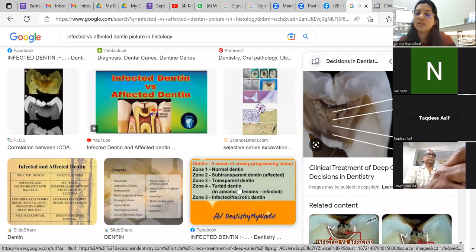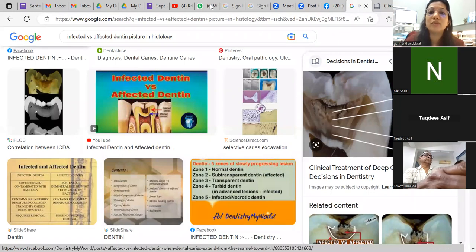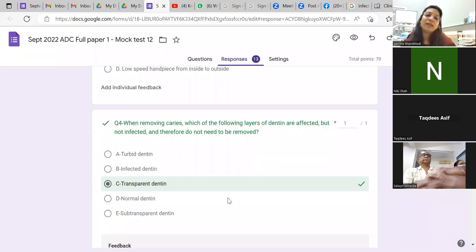So you can always Google pictures. That way you will remember the zones very clearly and it will become much easier for you to solve the question. So now when I see this question, my answer becomes transparent dentin. Why? Transparent dentin does not have bacteria, so you don't have to remove it. Subtransparent dentin also does not have bacteria, but it has tertiary dentin. But the affected layer of the dentin starts from the transparent. I hope this is very clear.